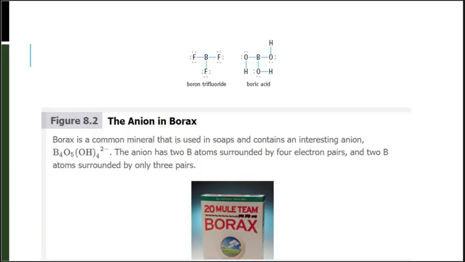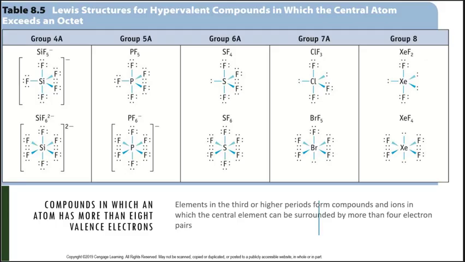Here's that boron trifluoride, BF3, and you might look at this and go, oh, there's not an octet, but this would be an exception. And here's boric acid. Everybody else is satisfying that octet except for boron, and that's okay. Here are some Lewis structures that have more than that octet. Elements that are in that third or higher periods form compounds and ions where that central atom can be surrounded by more than 4 electron pairs.